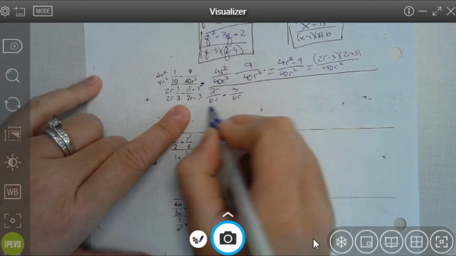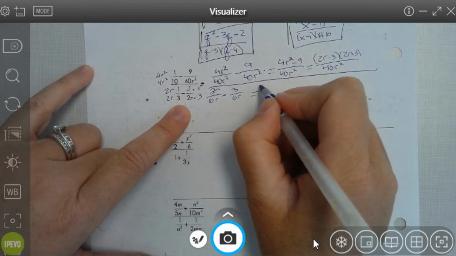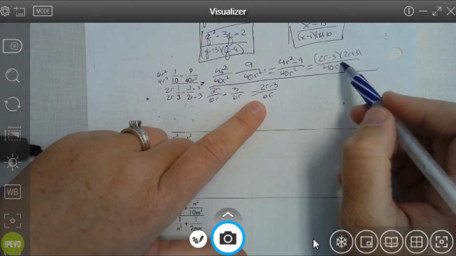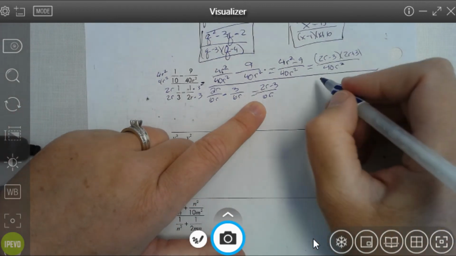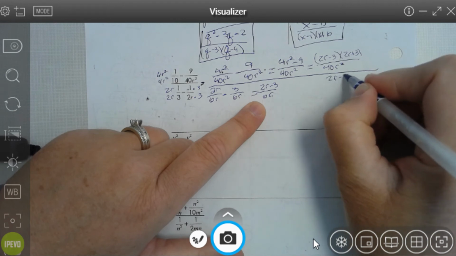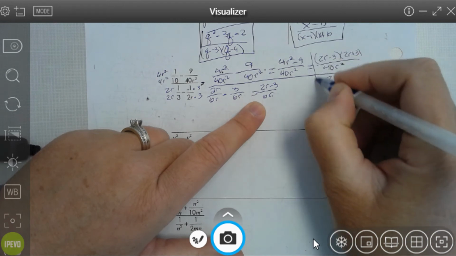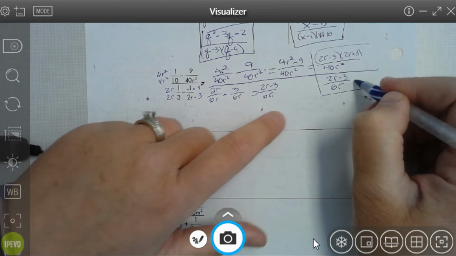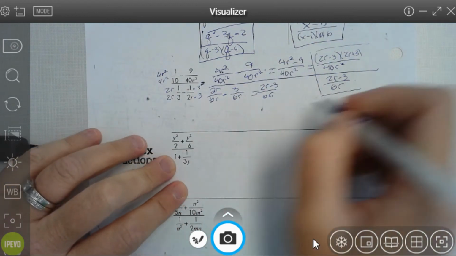Now the bottoms are the same, so you can subtract your tops. So I get 2r minus 3 over 6r. Once you have a fraction over a fraction here, so that's what this is, so really we can just put this right here because it only needed 2 steps. So right now we have a fraction over a fraction. So I'm going to flip the second fraction, that's the bottom one, and multiply. So that's the step I'm doing right here.